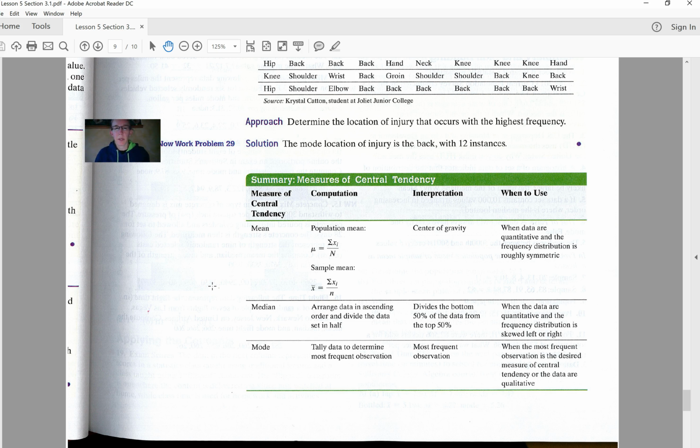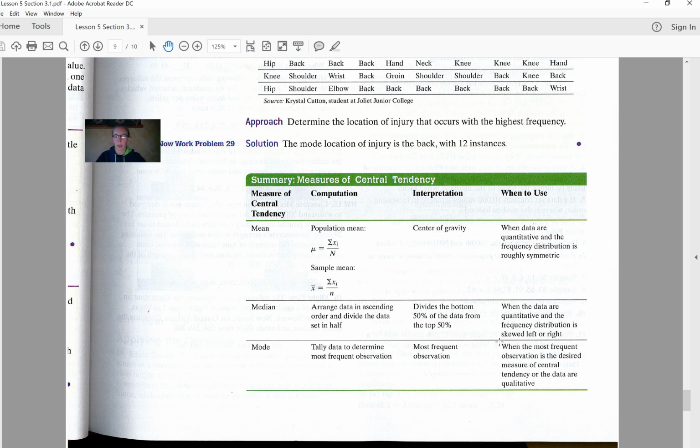Lastly, this table does a nice job of summarizing the measures of center and when to use them. So on the right, we can see that the mean should be used when data are quantitative and the frequency distribution is roughly symmetric. The median should be used when the data are quantitative and the frequency distribution is skewed, either left or right. The mode is used when we want to know which data value has occurred most frequently, or when we're working with qualitative data.